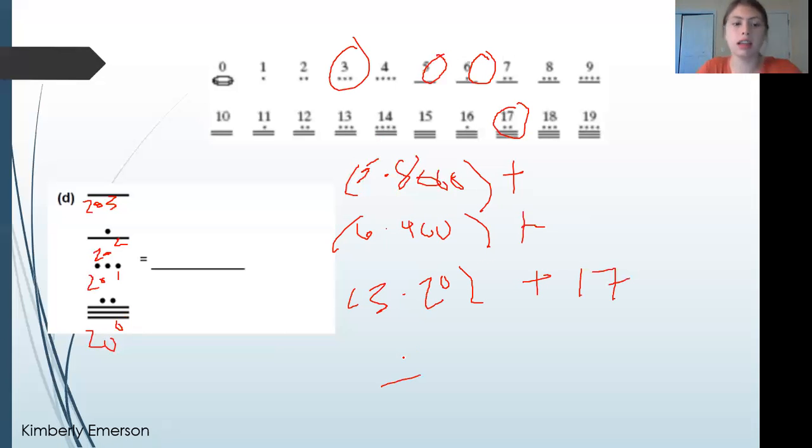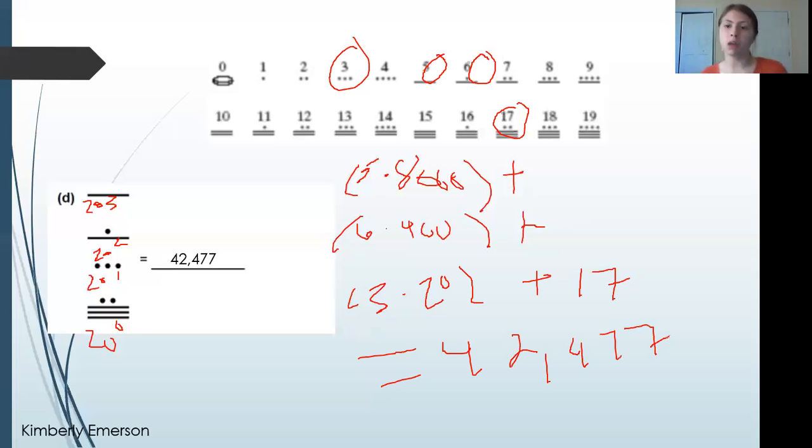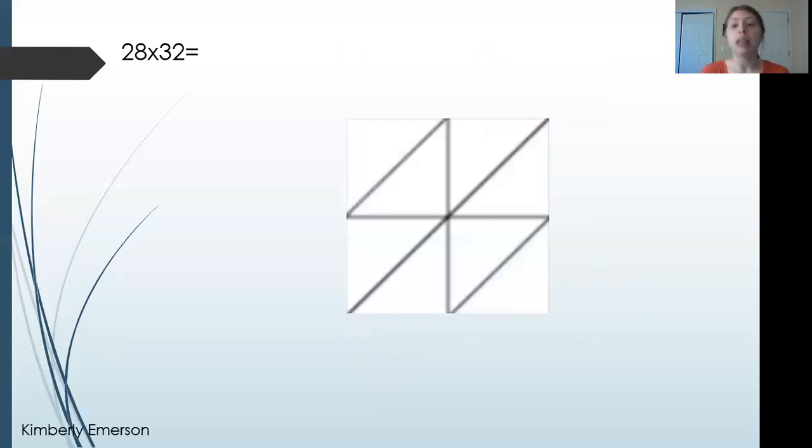And if we calculate that all up, it'll give us 42,477. It's not as complicated as it seems once you break it down and get to see how it actually evolves. Let's move on to something a little more difficult.